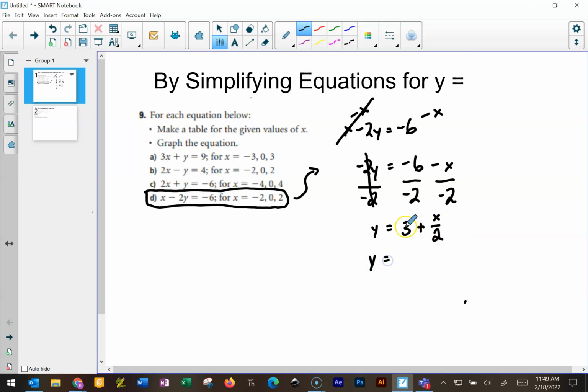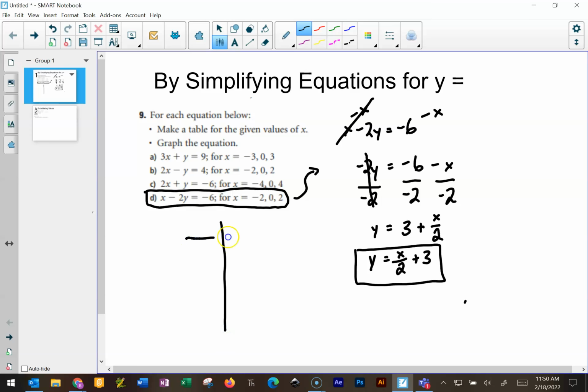Y equals, and I just rearranged this because I always like to have the x part first. So it's x over 2. That was positive, and then the 3 is positive as well. So x over 2 plus 3. Now I've got it in the form I wanted. I've got it in y equals form, which is what I need for my chart.